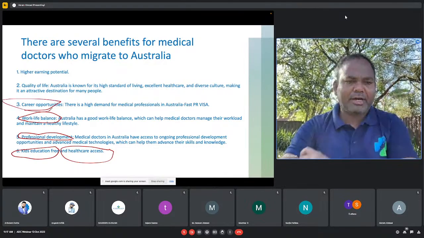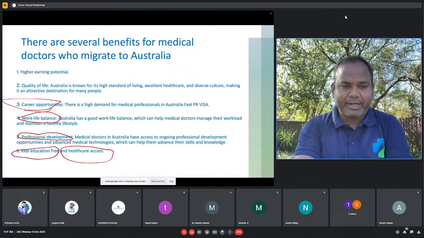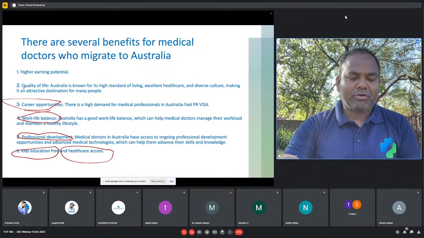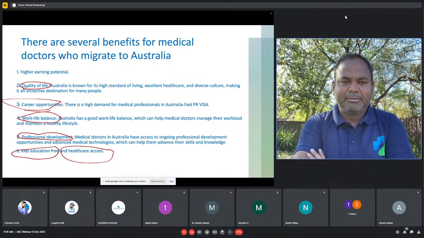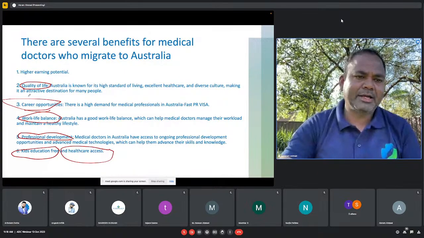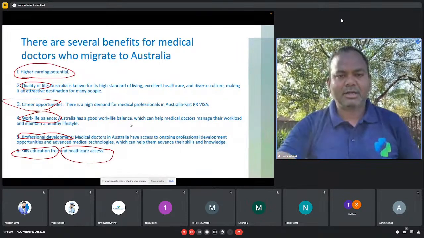Career opportunities here: there's a high demand for healthcare professionals in Australia. So you will get a fast track PR, a fast track visa for permanent residency, including the dentist. And quality of life obviously is very high compared to other countries. Here the standard of living is very high, with excellent healthcare and diverse culture. You can see people from more than 120 countries are living and working in Australia, making it an attractive destination for many people. And with high potential earning, more than 1 crore you can easily make in Australia yearly as a dentist.